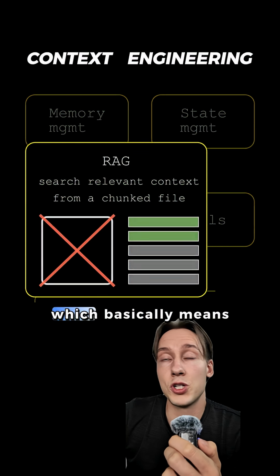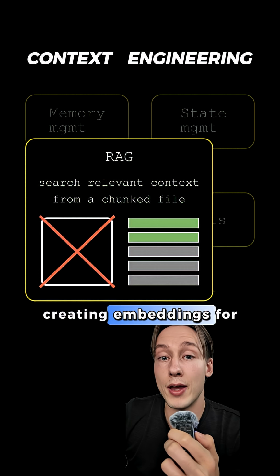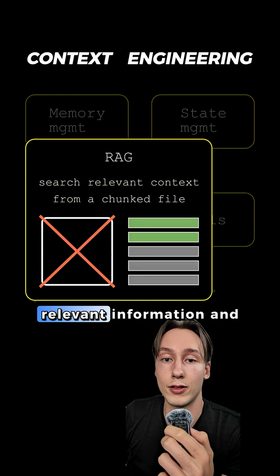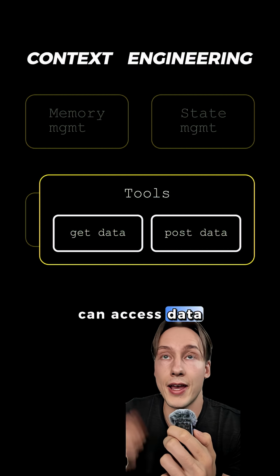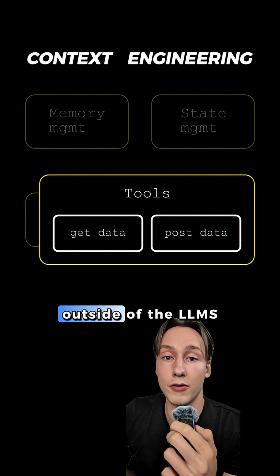Then we have RAG, which basically means chunking a large amount of data or a large file, creating embeddings for the chunks, and then querying against the user message to only get the relevant information. And then we have tool calls, in which the LLM can access data outside of the LLM's environment or start another process outside of the LLM's environment.